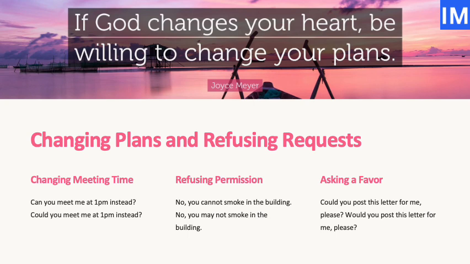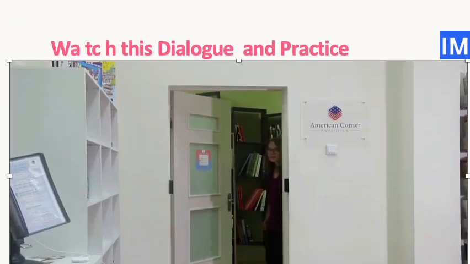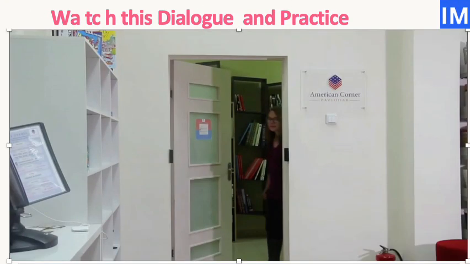But when asking a favor, "Could you post this letter for me, please?" Or, "Would you post this letter for me, please?" These are polite ways to make your request. Now it's practice time. Watch this dialogue in practice. See how people make offers and how people accept or decline.